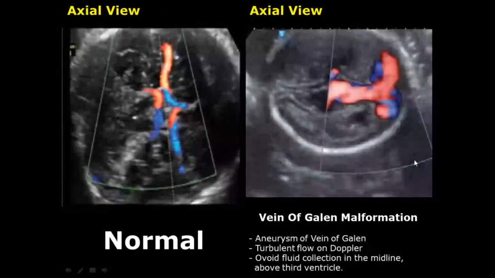In vein of Galen malformation, there is aneurysm of this vein, and on Doppler it will show turbulent flow. Right here it has mixing of colors, so it is turbulent flow. Also this vein is having a larger diameter.